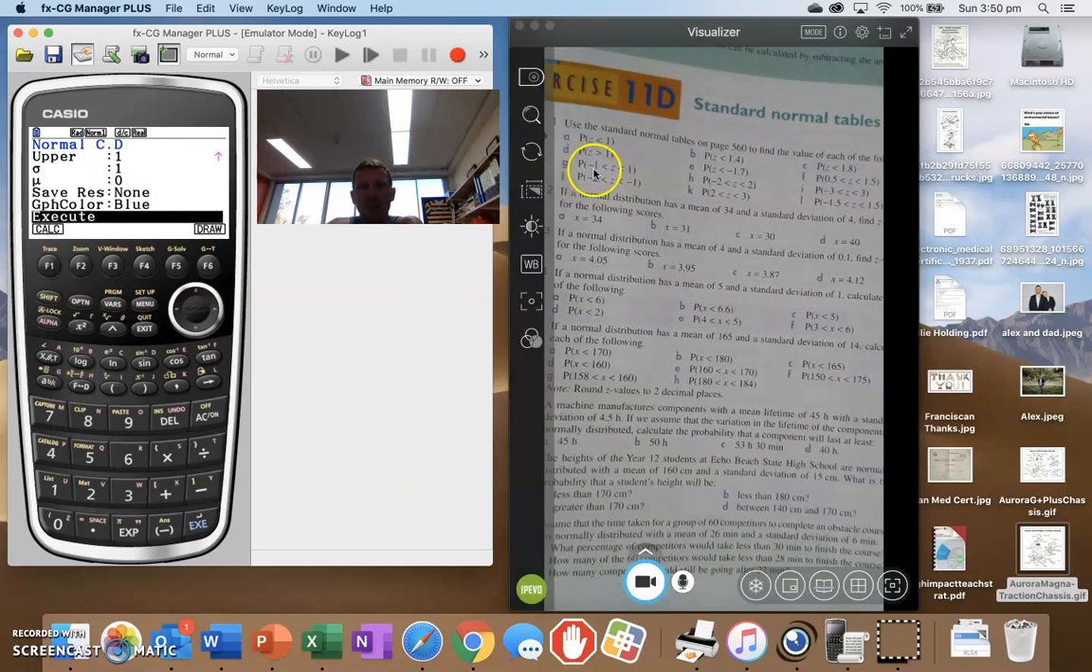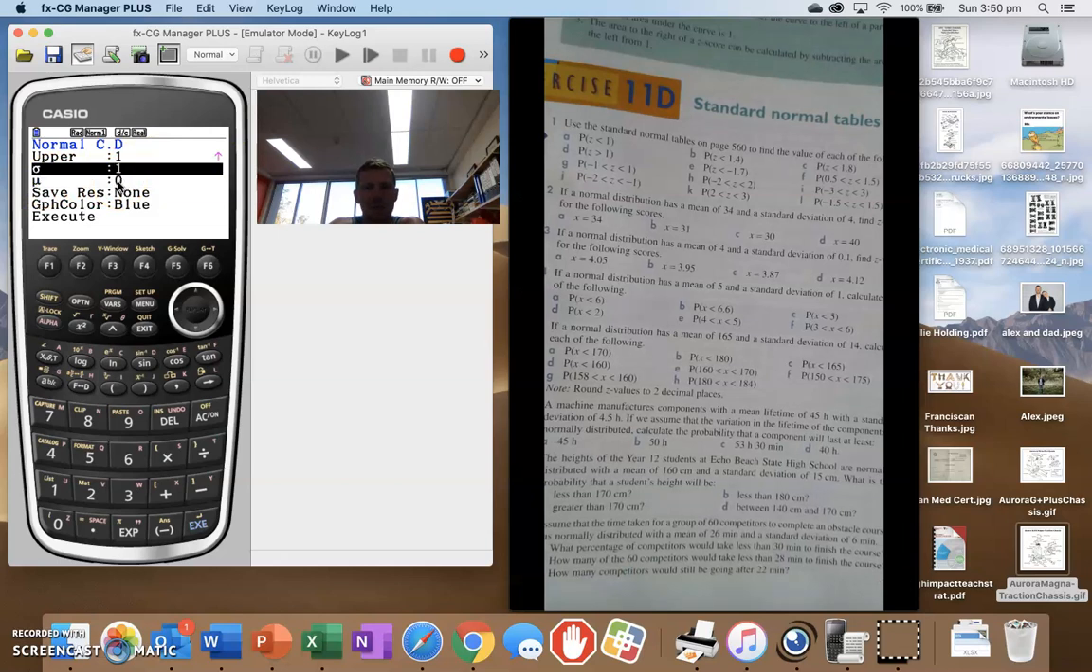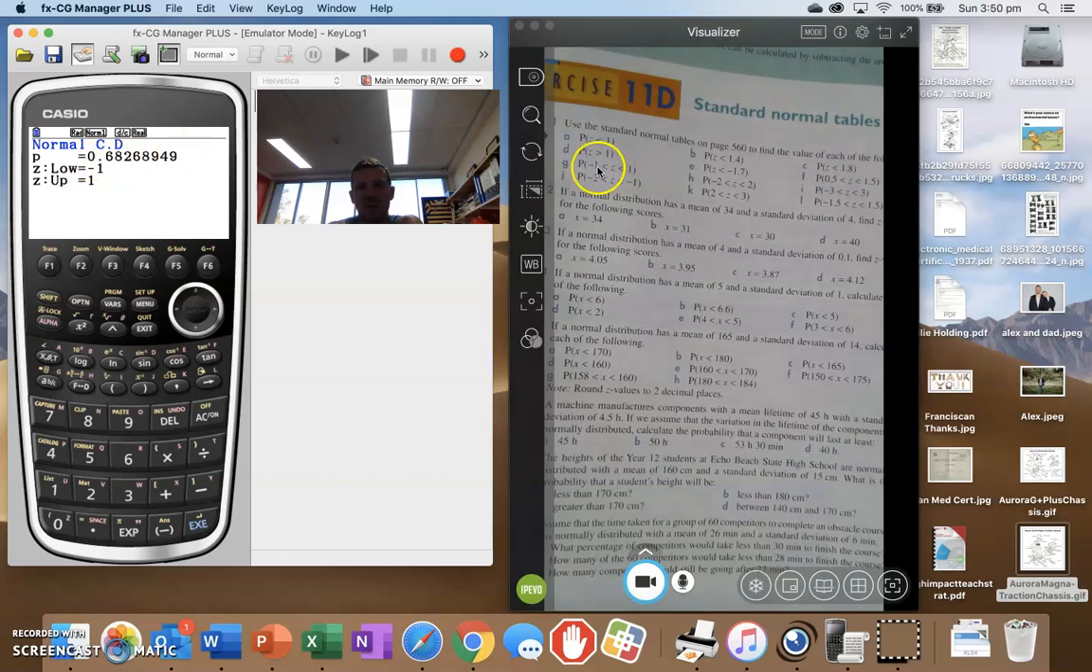Okay, let's have a look at G. What's the probability of a Z score that's between negative one and positive one? Again, we reset our mean to zero. We just want a standard deviation of one. Our lower is a Z score of negative one, and our upper is positive one. Let's go down and execute. There you go, the probability is 68%, funnily enough, it's between one standard deviation.